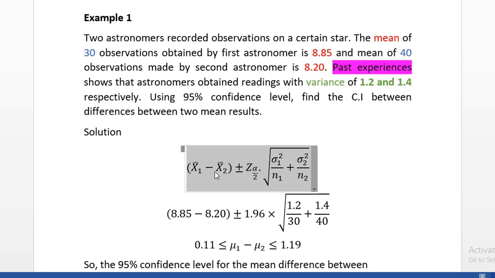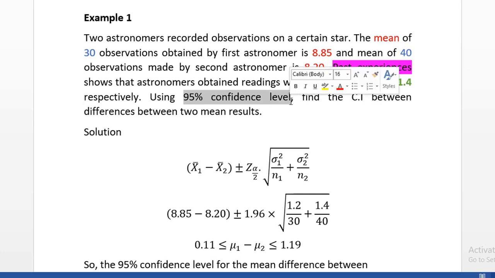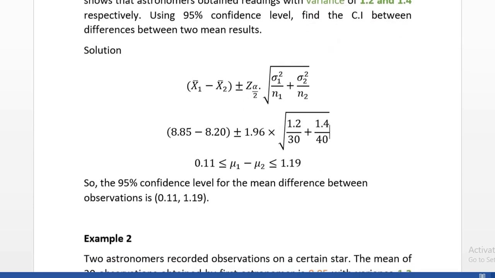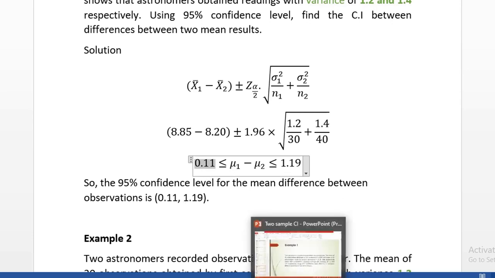Placing the values here, as we are discussing a 95% confidence level, z alpha by 2 is equal to 1.96. Placing these values, the plus will give us 1.19, and doing the subtraction will result in 0.11. This is the confidence interval formula. So the 95% confidence interval for the difference between observations is 0.11 to 1.19.